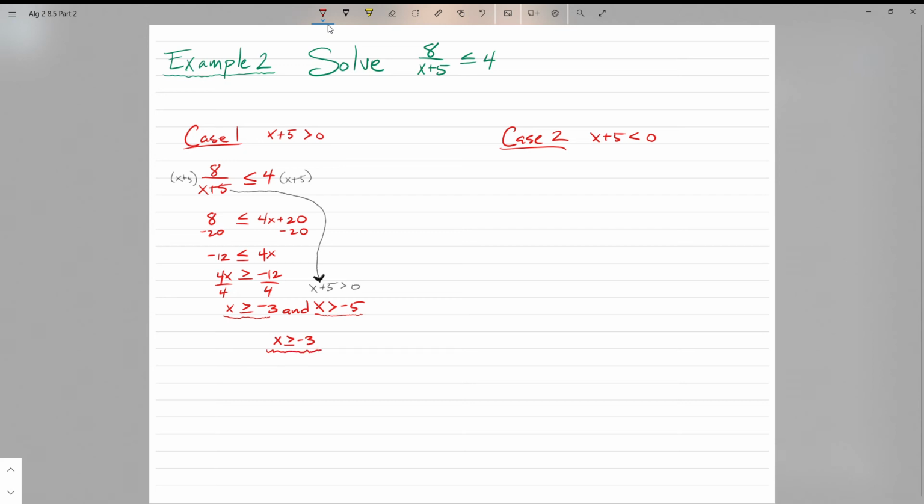Then I'm going to go over to case 2, pretending that my denominator is negative. So I'm going to start the problem over.